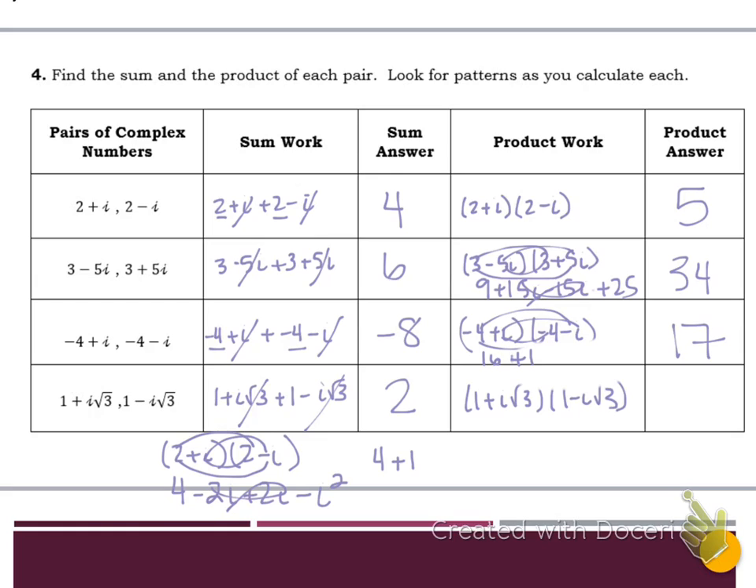Okay, my last one, this one is hard, so 1 times 1 is 1. Outside 1 times negative i square root 3 is negative i square root 3. My inside is a positive i square root 3. And my last, negative i times i gets me negative i squared. 3 times 3 gets me 9. Center cancels. i squared changes to a positive 1, so it's going to flip the sign, and the square root of 9 is 3. So it really becomes 1 plus 3, which will get me 4.